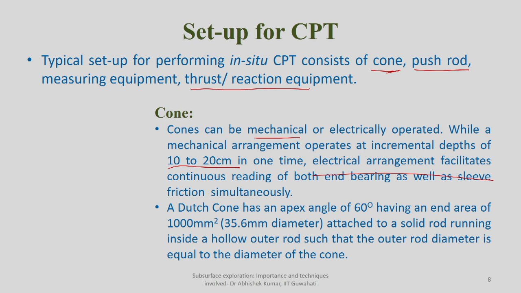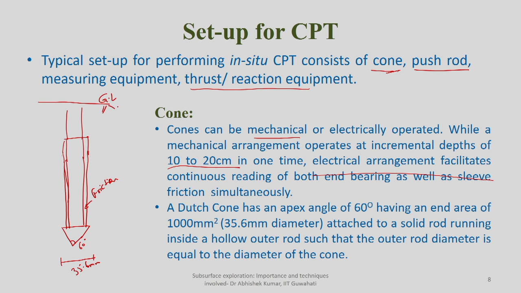Typically, a Dutch cone consists of a solid rod on which the cone is attached. It has a 60 degree angle, and the diameter corresponds to 35.6 mm. After the solid rod, there will be a hollow rod. Based on this, you will be able to find out the friction. You push this assembly into the ground, and it will be connected to your solid rod or push rod. It goes up to the ground surface, ground level, where the assembly is connected to the reaction chamber, or maybe a hydraulic push kind of arrangement.